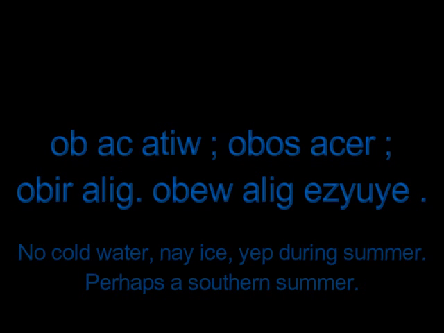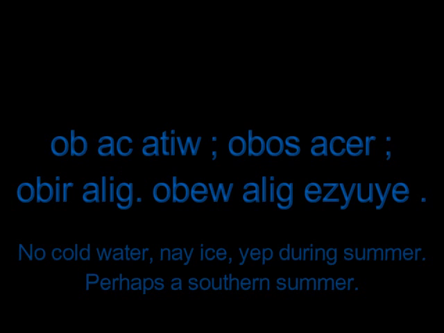For the denial words, the sentence "obach atif, obos acher, obir alig, obaf alig as yaew" will be used and means "no cold water, nay ice, yet during summer, perhaps a southern summer". In this example, the first part of the sentence, obach, is used to deny the truth of ach atif, which means "water that is cold".